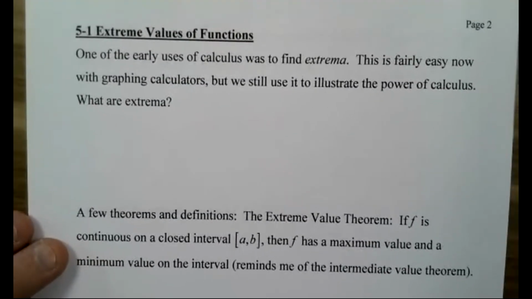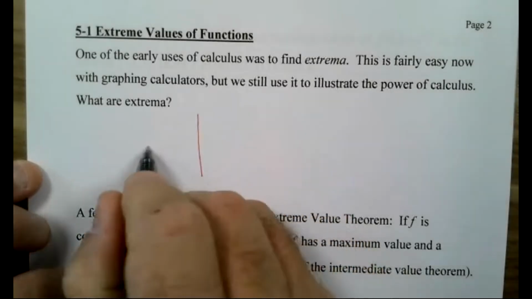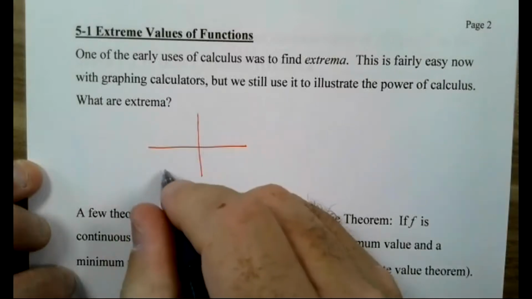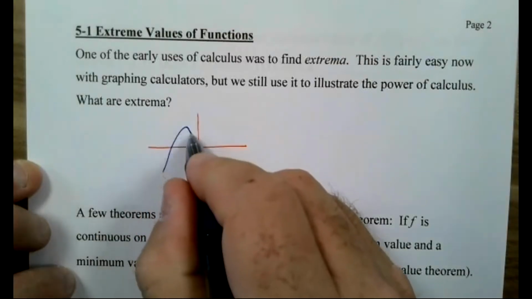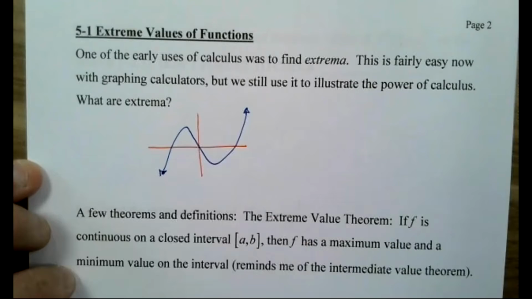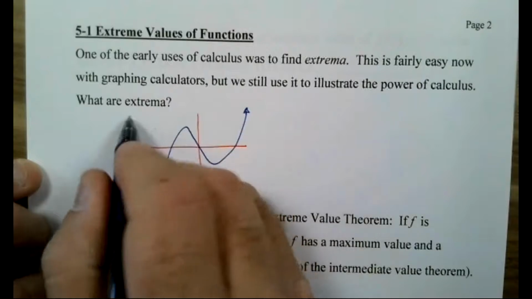One of the early uses of calculus was to find these extrema, these maxes and mins. Not really something we worry about anymore. I distinctly remember doing a whole graphing unit before we got to some of the heavy duty calculus. And we don't do that anymore. I mean, we do a lot of it in pre-calc, but we don't sit down and just bang out graph after graph after graph. So what are the extrema?